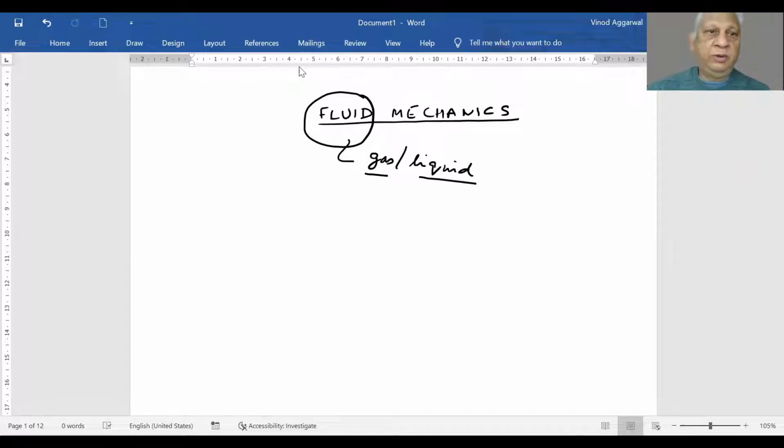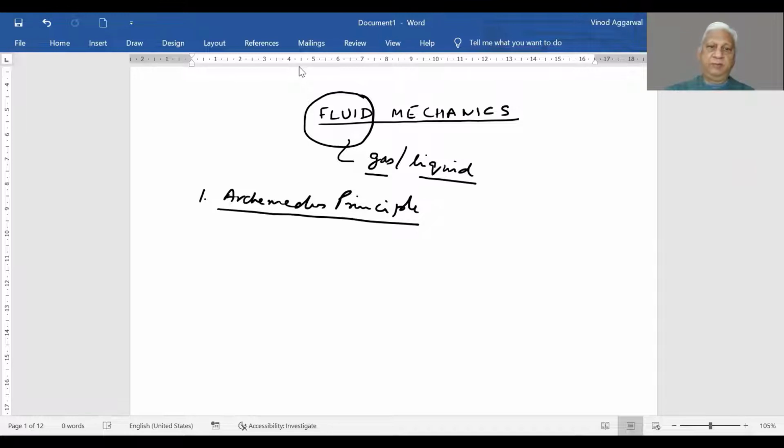Now, one of the principles in fluid mechanics is Archimedes' principle. What does this principle say? It says, if you have a trough of liquid and you immerse a body into it, either it may sink completely or it may float.